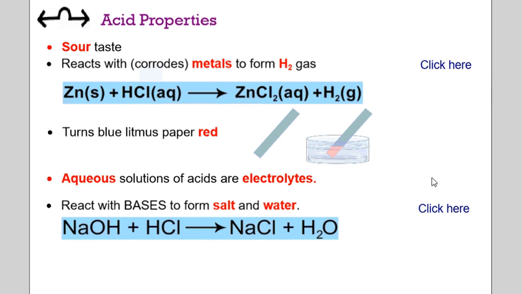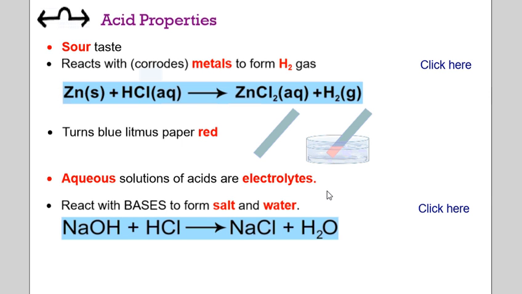Let's go back and look at a couple other properties. Acids turn blue litmus paper red. So if you take a piece of blue litmus paper, there's two types. There's blue and red. Blue litmus paper in the presence of an acid turns red. Another important distinction is aqueous solutions of acids are electrolytes. That's because most acids dissociate enough in water to form enough ions to conduct an electric current.